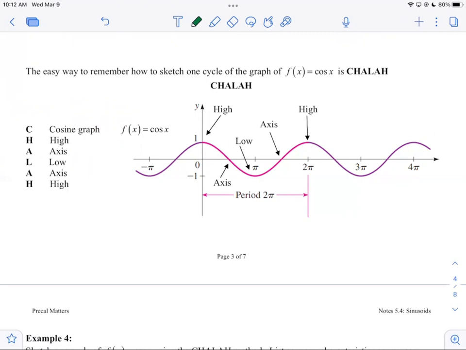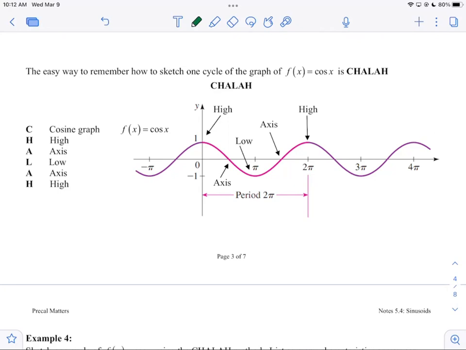It has a domain of all real numbers, right? Just like sine. And it oscillates between negative 1 and 1. So it has a range of negative 1 to 1, just like sine. Okay? There are a couple of differences. Oh, what else is similar to sine? The period is 2 pi, just like sine, which makes sense because it's once around the unit circle.